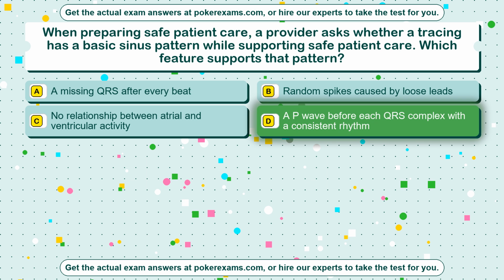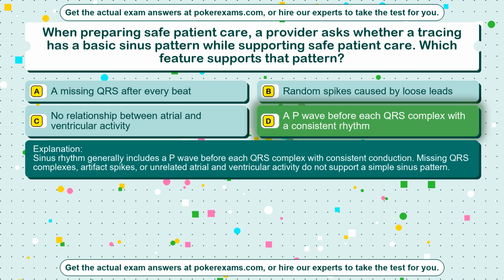The correct answer is option D, a P wave before each QRS complex with a consistent rhythm. Sinus rhythm generally includes a P wave before each QRS complex with consistent conduction. Missing QRS complexes, artifact spikes, or unrelated atrial and ventricular activity do not support a simple sinus pattern.